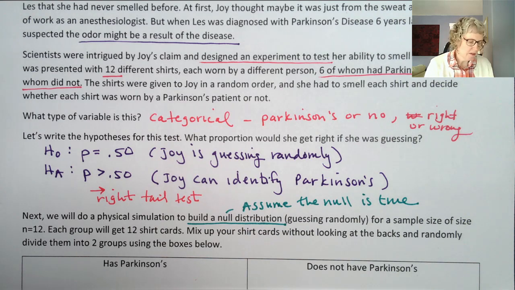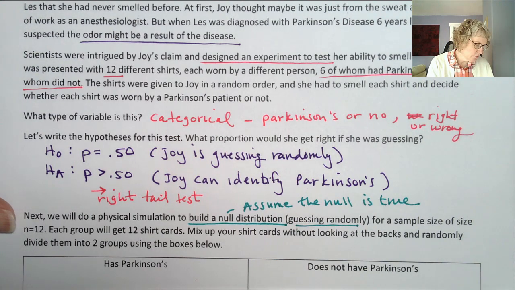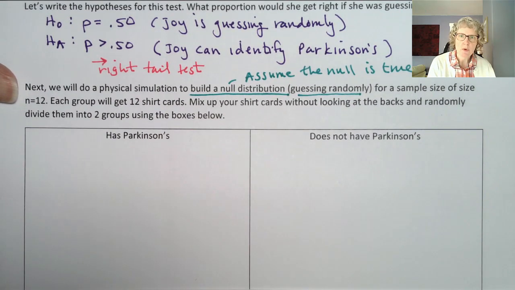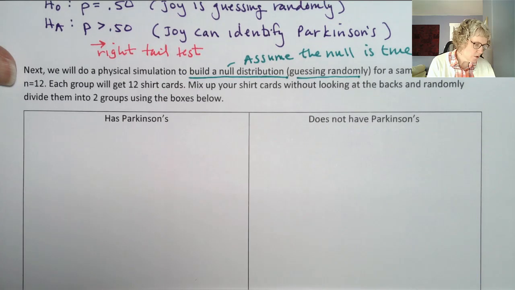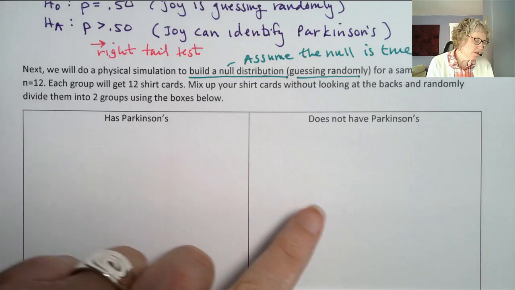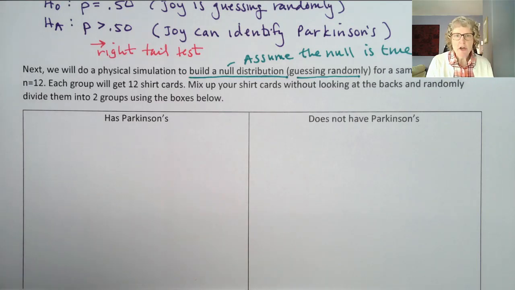And in this case, our null is that Joy is guessing randomly. So she's guessing randomly, and we have a sample size of 12. So you will need 12 cards, or if you're doing this in a class, your group will have 12 cards. The way it's going to work is you're going to mix up the cards, and then we're going to randomly divide them into 2. So we know that 6, and I don't know if Joy knew this or not, that 6 people had Parkinson's and 6 people did not.